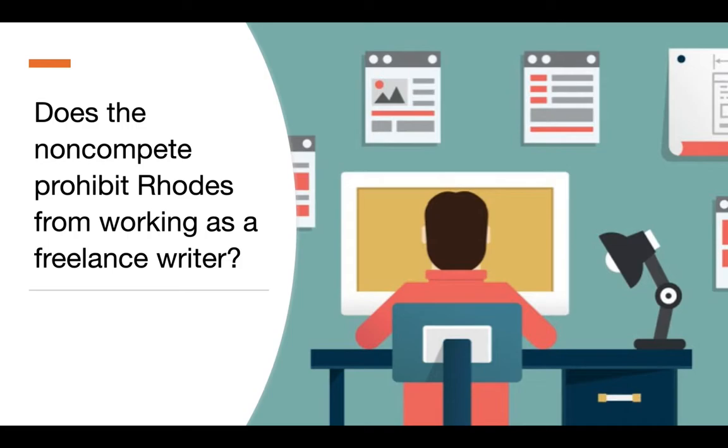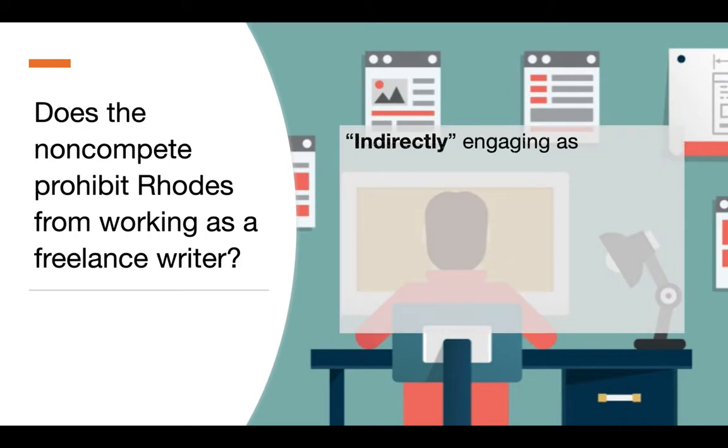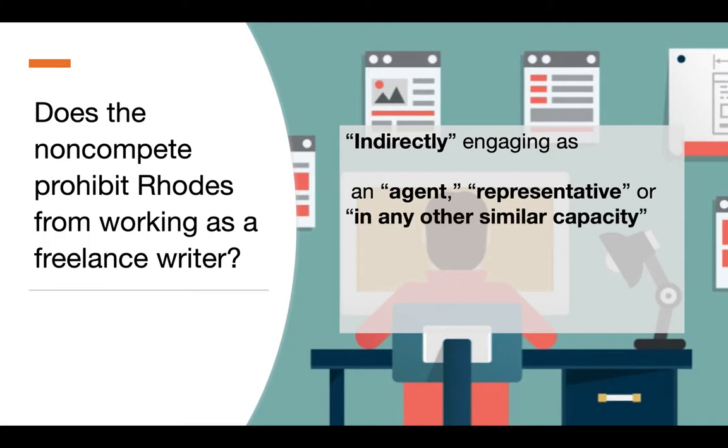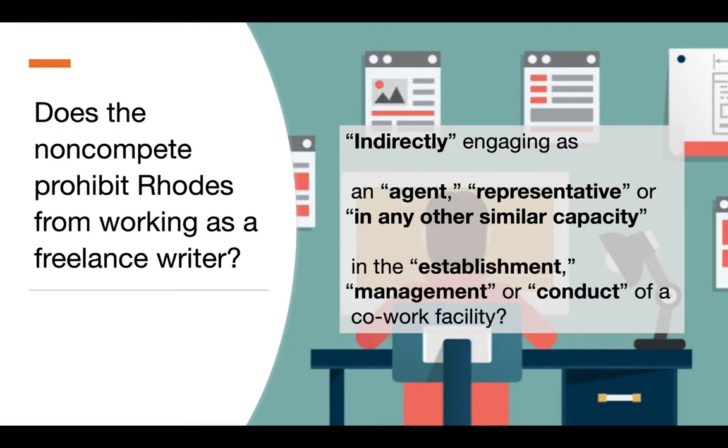Well, let's look at the non-compete language itself. I don't think directly would be a problem, but maybe indirectly. What does that mean? That's pretty broad. Is she an agent because she is a contractor writing material directly for another organization? Or, whatever in any other similar capacity may mean, is she doing that? And again, it has to be tied to the establishment, management, or conduct of a co-work facility.